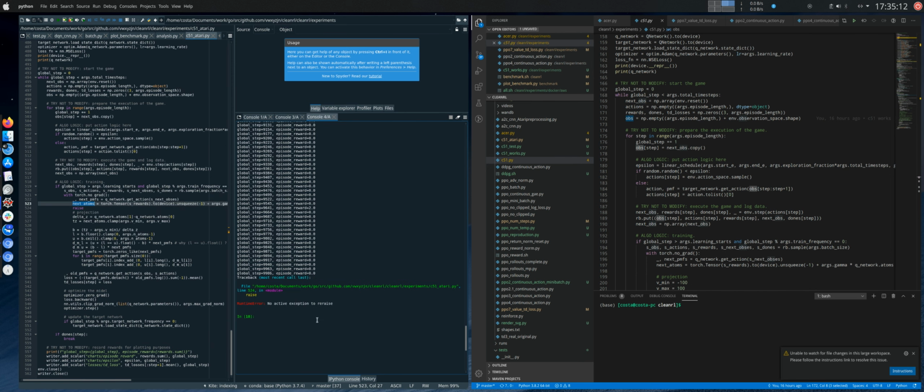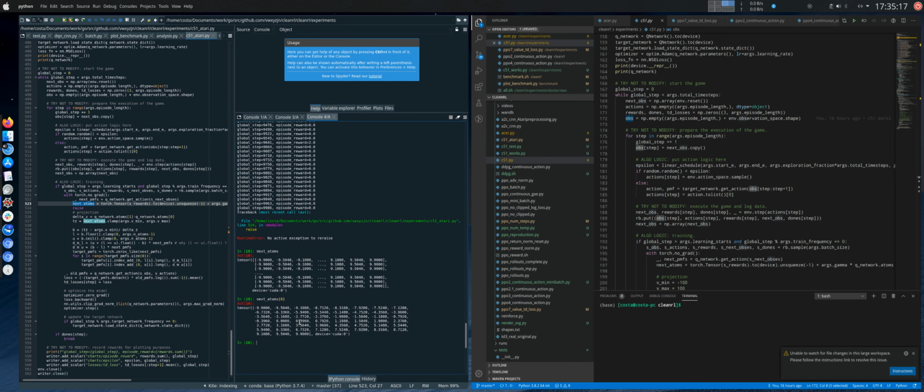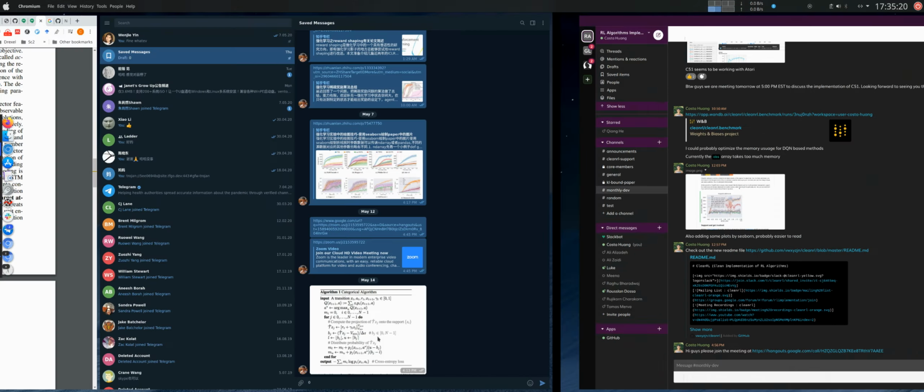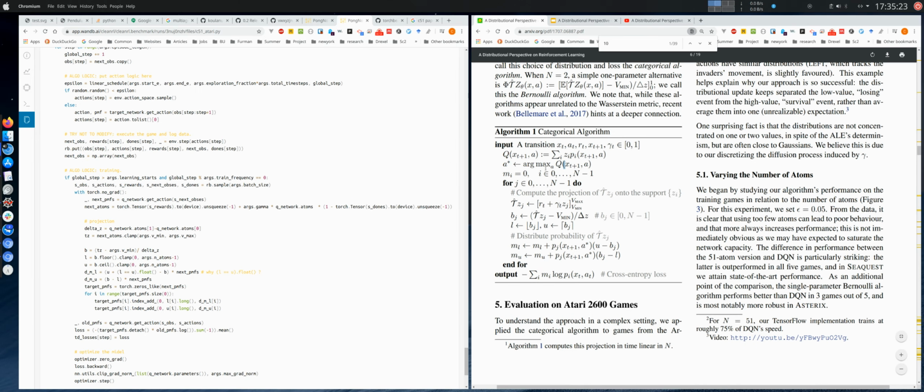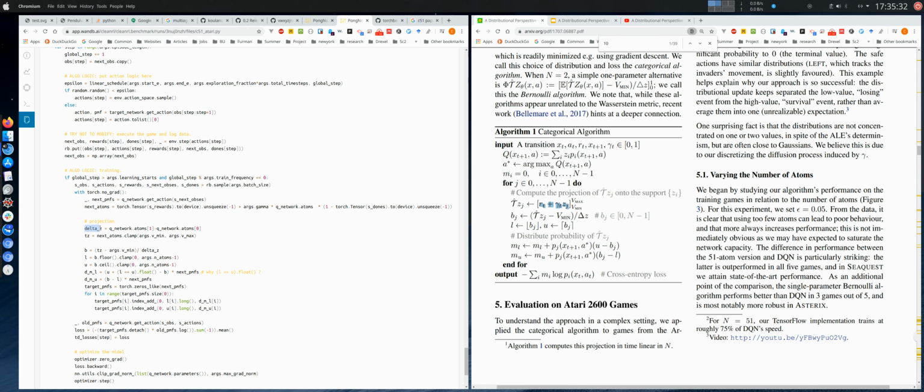So in particular, notice the next atoms is going to look something like this, where the first one is this. And that essentially corresponds to this part, where you're getting whatever's inside. And then you calculate the delta Z, which is this part. And remember, the delta Z is the distance between the original atoms. So you simply use the first atom minus the second atom, and that gives you this delta Z.